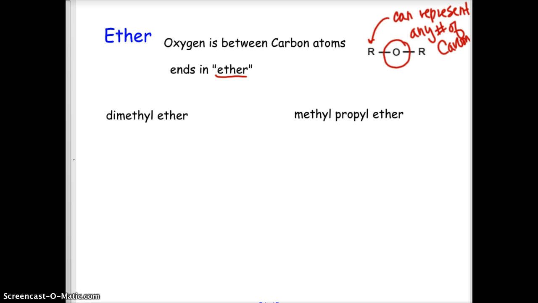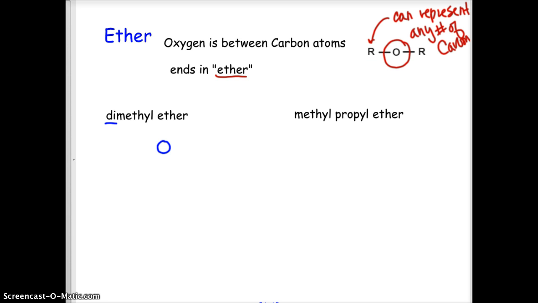So that R could be 1 carbon or it could be 10 carbons. It's the generic formula for an ether. The look for is that you've got an oxygen kind of in the middle, sandwiched between a bunch of carbons. Okay, so a simple ether would be something like dimethyl ether, and dimethyl ether would have that ether functional group there, so you know there's an oxygen in there.